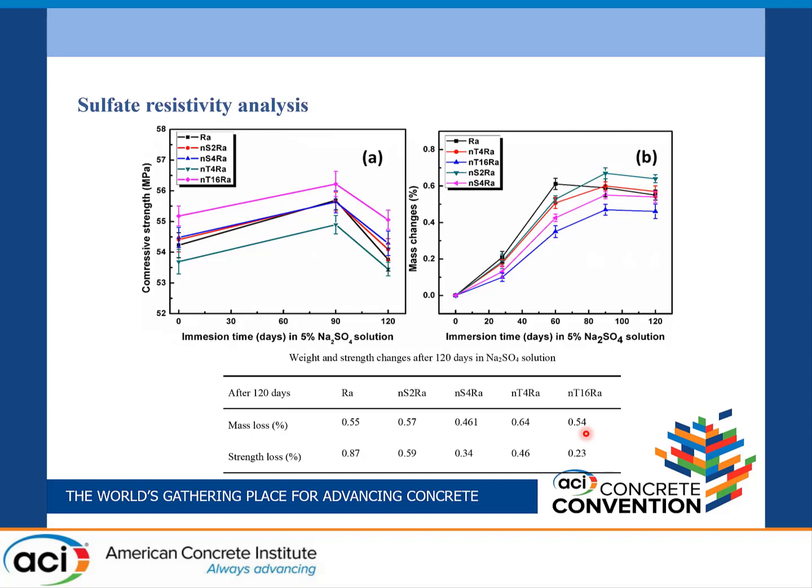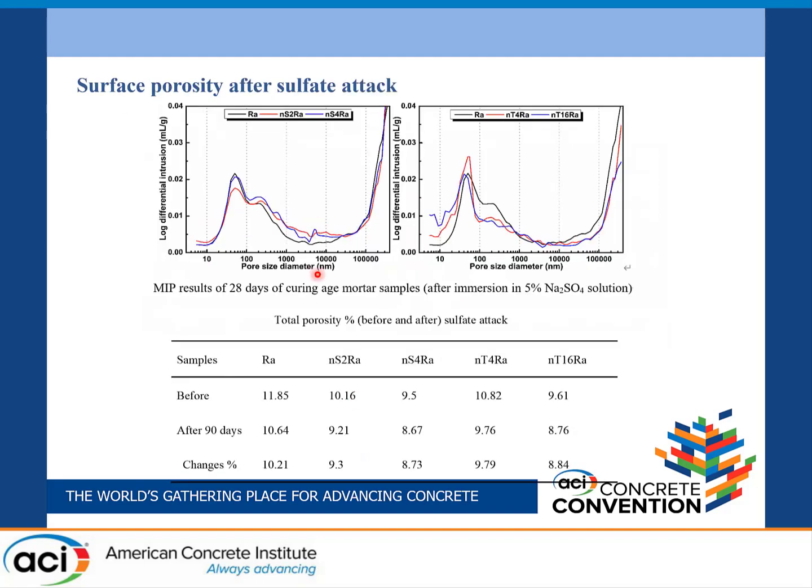After this we did another porosity test for the sulfate resistivity samples. Here we see the total pore volume before and after 120 days: before, the total pore volume was 11.85%, but after 120 days it was 10.64%. So the expansive agent decreases the pore volume. In the silica and nano-titanium modified releasing agent, it also decreased to 8.67% and 8.76%. The total changes are 10.21%, 8.73% and 8.844%. It is because of the expansive agent formation. So it shows that the sulfate attack resistivity of the modified releasing agent is better than the releasing agent.